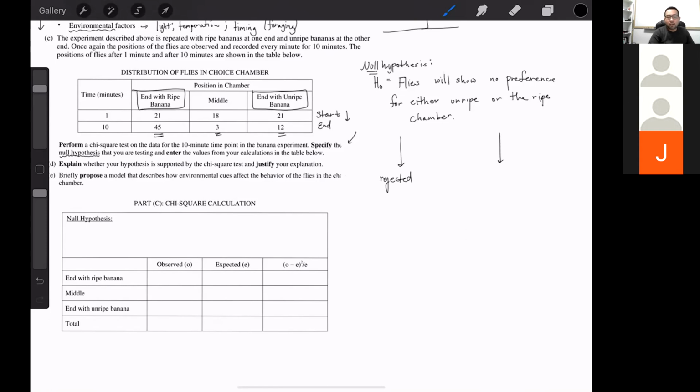So rejecting the null hypothesis means that something is happening. It means that there is a preference, right? So you reject the null, it means that the fruit flies have a preference. And if you fail to reject the null, okay, so we don't really say we accept the null. We usually say, the common phrase is that we fail to reject the null. In this case, it really does mean that they do not have a preference.